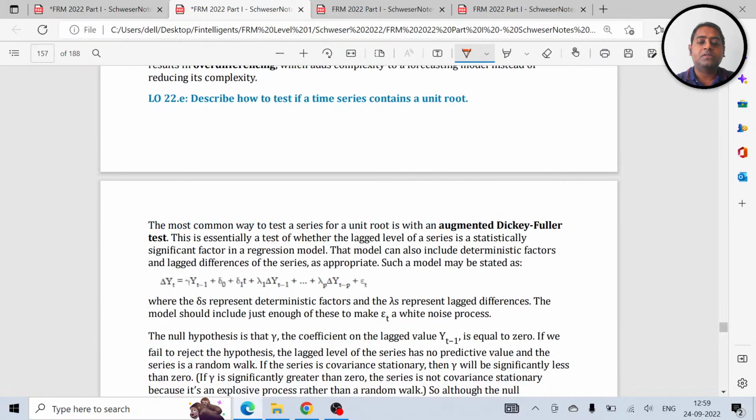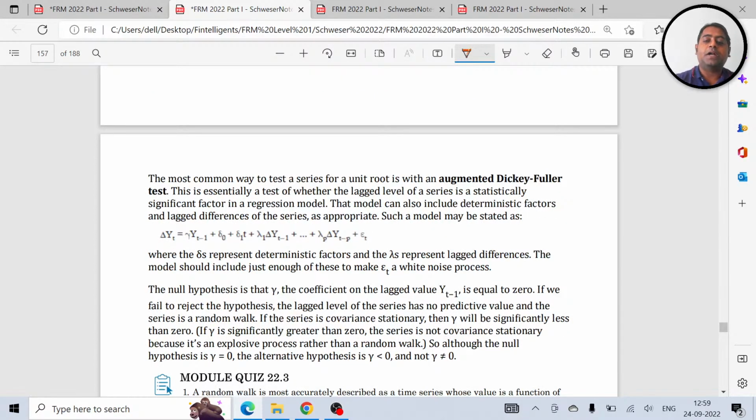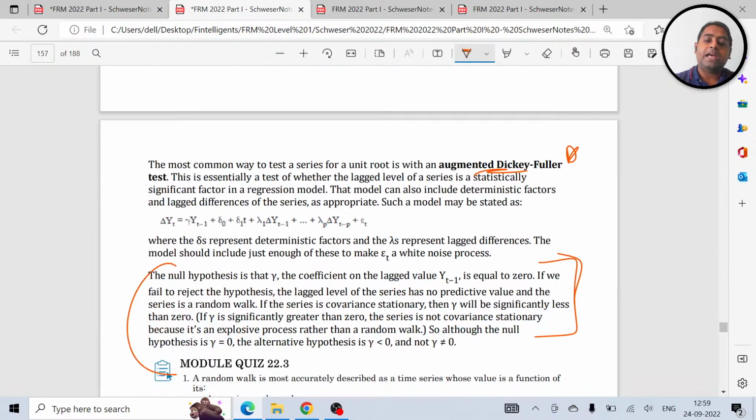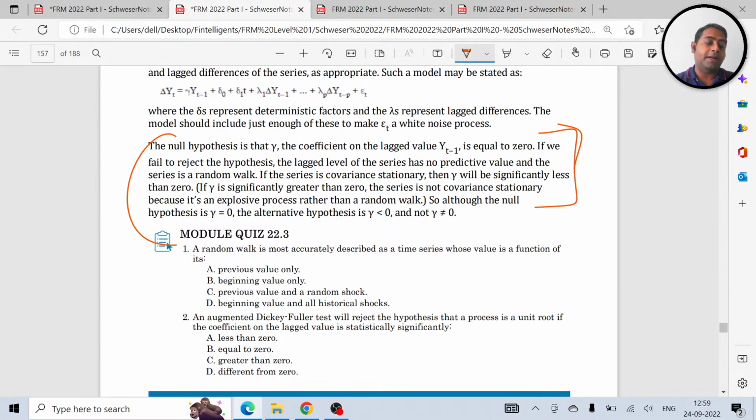Dickey-Fuller test, also not so important. This part, within the Dickey-Fuller test, you can actually read this entire section, the last learning objective, properly. And the last paragraph is important. They might test you in the exam in theoretical format.